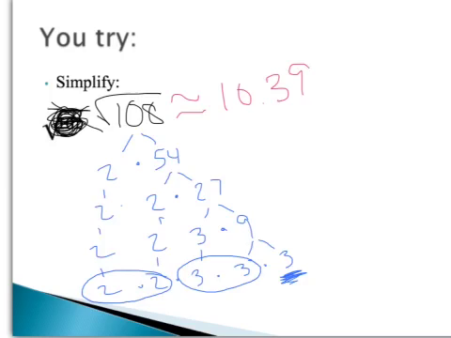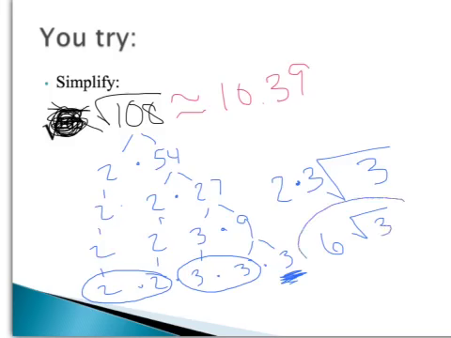So we're going to write our final answer. So we're going to draw our house, which is our square root symbol. Remember, the buddies can go outside. So we had a pair of 2's buddied up, so a 2 can go out. Then we had a pair of 3's buddied up, so a 3 can go outside. But we also had a 3 left over, so one 3 has to stay in the house. Okay, and the buddies we're going to multiply together. So 2 times 3 will give us 6. And then inside the house is the 3. So our final answer here is 6 square root 3.